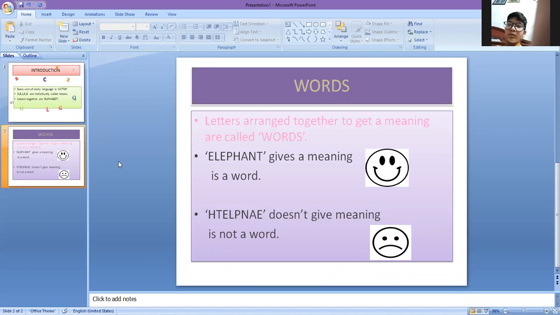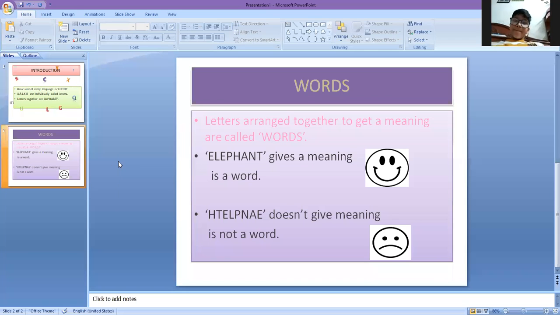जब भी हम letters को एक साथ arrange करते हैं तो उसमें एक meaning होना चाहिए, वही words कहलाता है. Now, number one is here: ELEPHANT. So letters are given here. They make the word elephant, which gives a meaning, so it is a word. वो आपको एक meaning दे रहा है, इसलिए ये word कहलाता है.